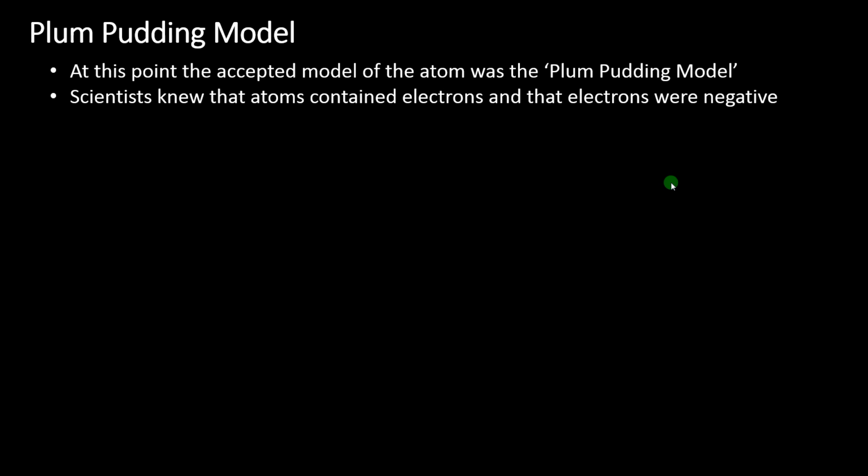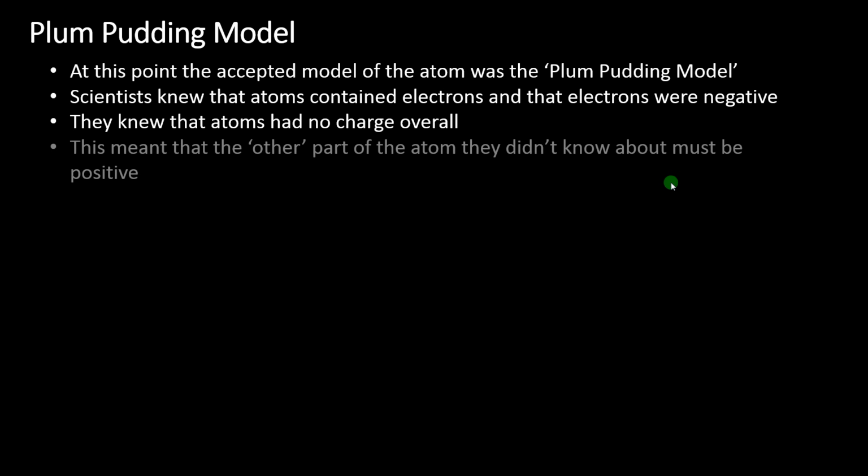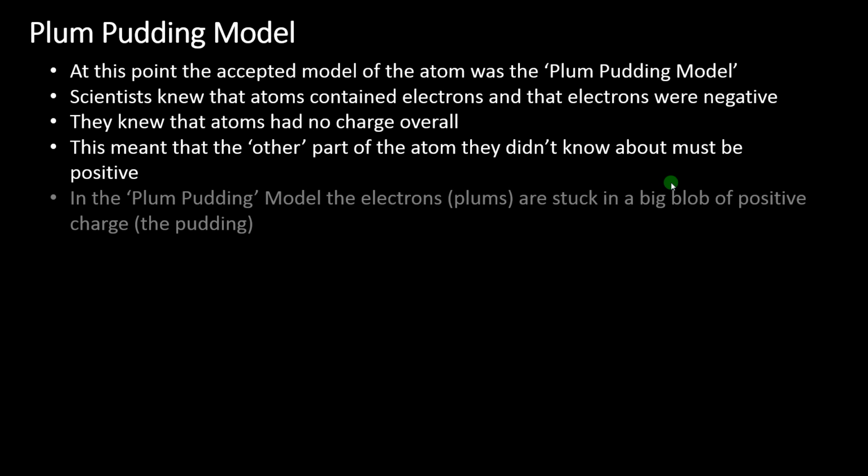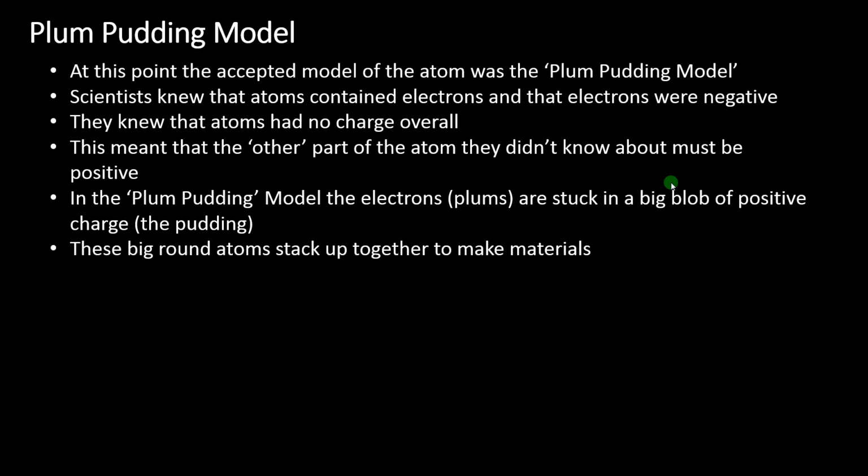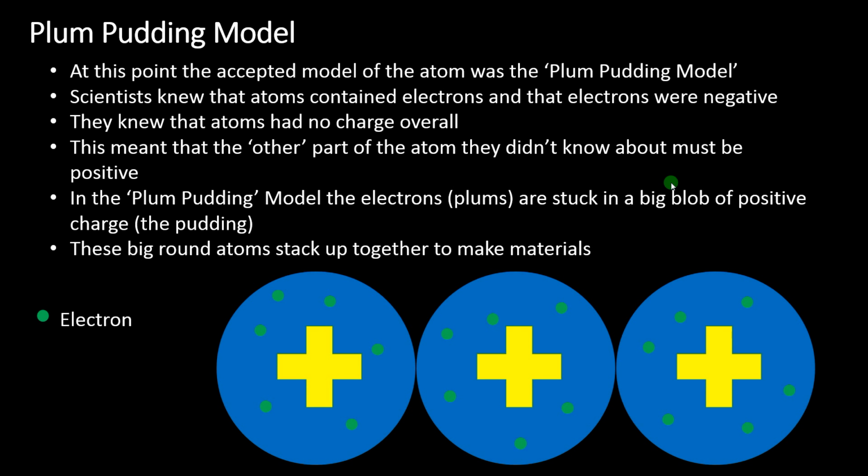So scientists knew that atoms contain electrons. Electrons had been discovered, and they knew that electrons were negative. They knew that overall the atom had no charge, so that made sense then that whatever the rest of the atom was made of had to be positive to balance out the negative of the electrons. And the idea for the plum pudding model then was that the electrons were like plums, stuck in a big blob of positive charge, which was the pudding. Okay, and then these big round pudding-like atoms would stack up together to make materials.